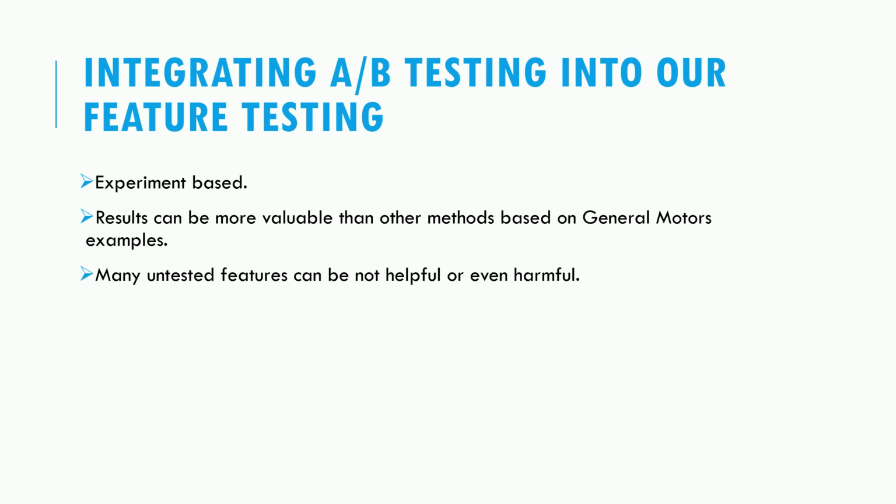All right, integrating A/B testing into our feature testing. So A/B testing is very experimental based. You might have one primary version, and then another where it's just to a limited subset of users, where they might test features that you're working on. Maybe to test different styles of where the websites' links are, and so forth.